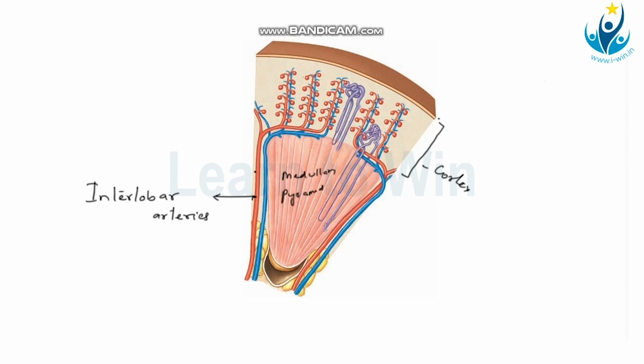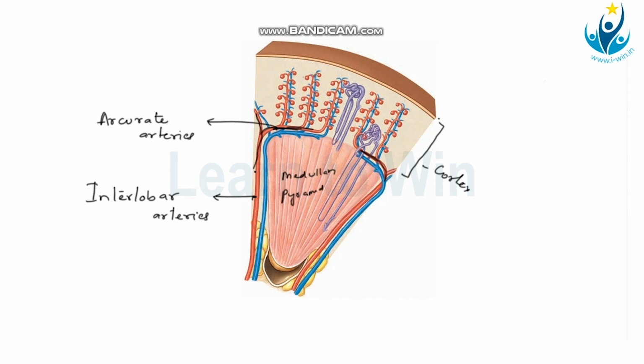Okay, now these arteries, if you can see, they move upwards and then they branch into two paths, one going towards the cortex and one surrounding the apex of the medulla, the base of the medulla. Can you see here? These are called your arcuate arteries.